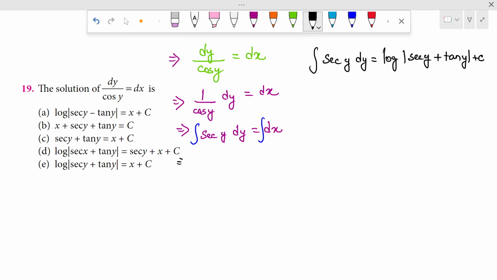So I can put this as log secant y plus tan y, which is equal to the integration of this, x plus c. So the answer is option number E, right? This was easy, isn't it?